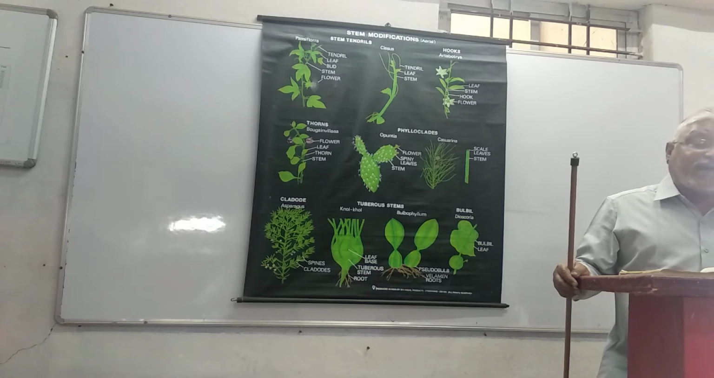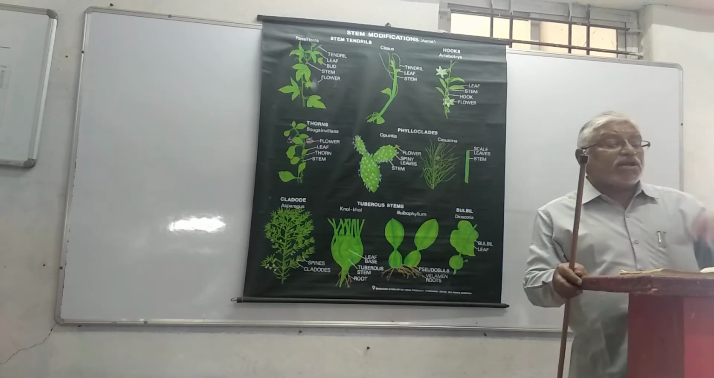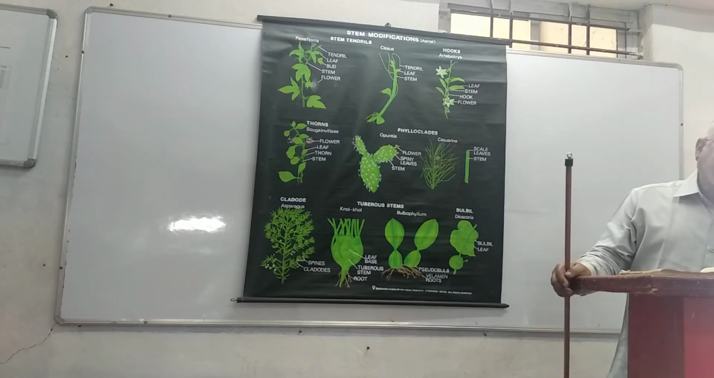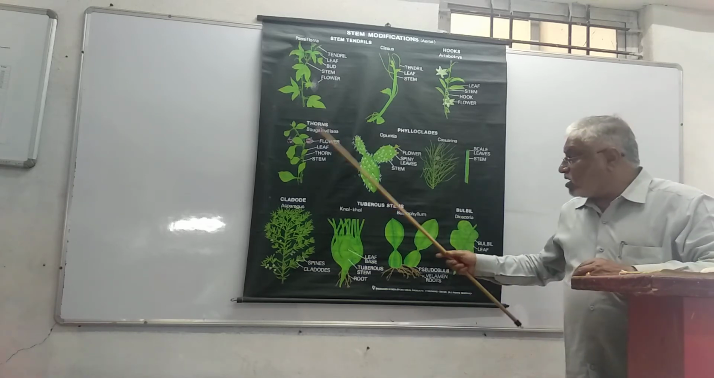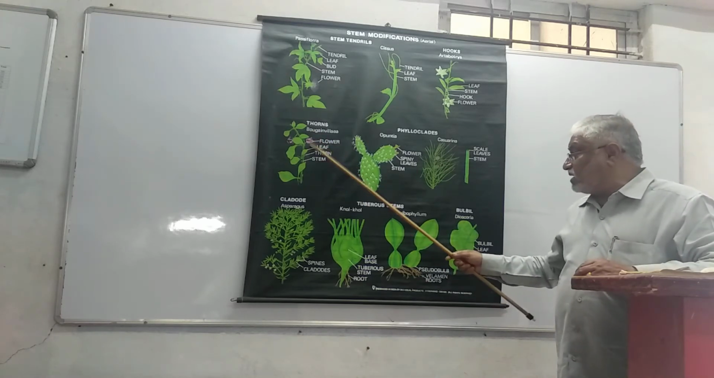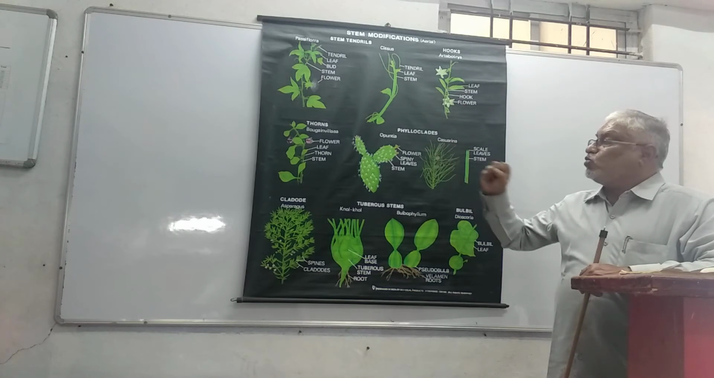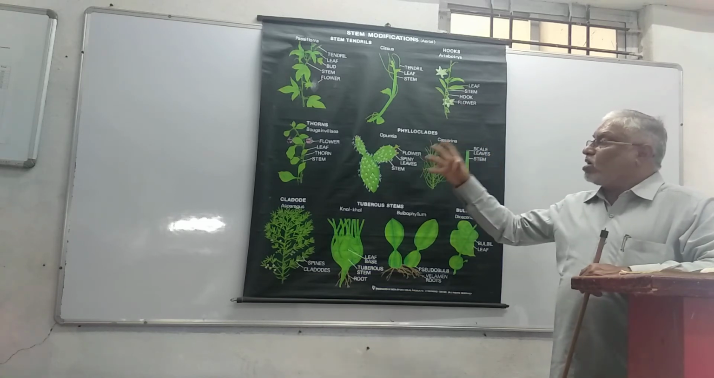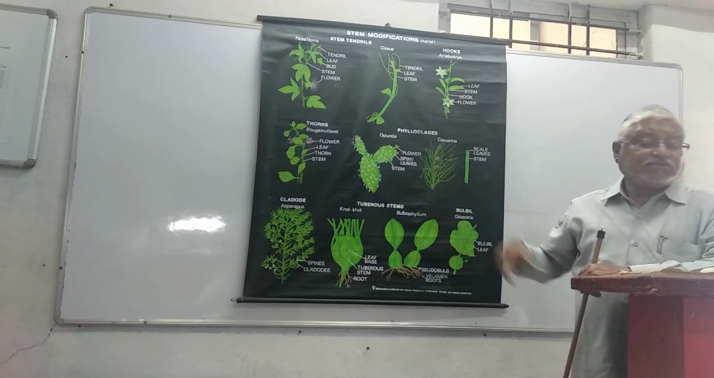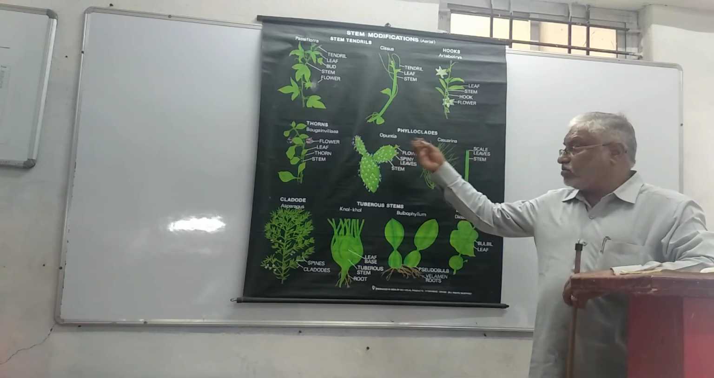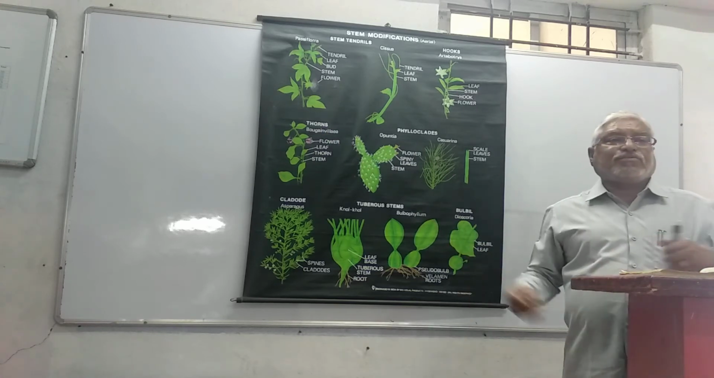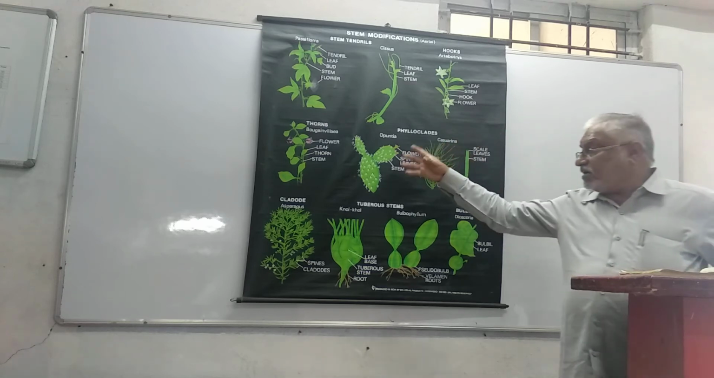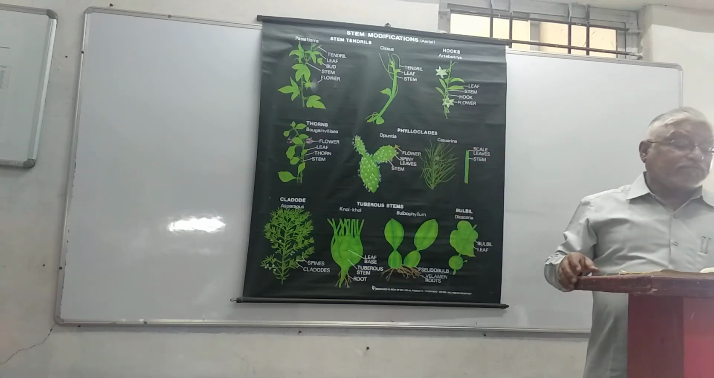The thorns serve as a defensive organ, for example in Duranta, citrus, lemon, and Aegle marmelos with bael. So thorn-like structures are present. These are protective, offensive organs against grazing animals like sheep, goat, cow, buffalo, or wild animals. They do not eat such types of plants.